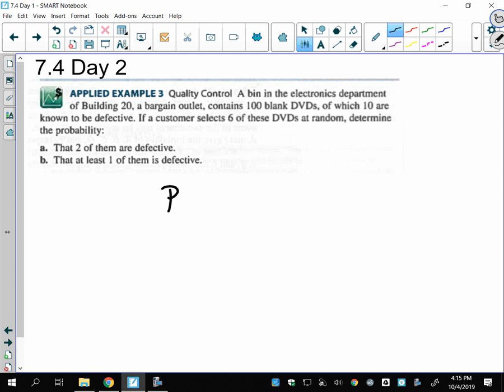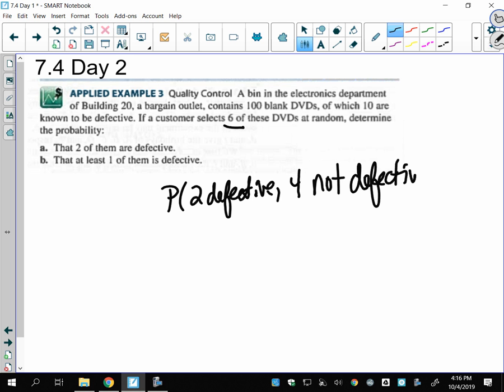So we want the probability that 2 are defective. So that means 2 defective. And then if we're doing 6, that means 4 are not defective, right? And again, because we're talking about a group of 100 DVDs, we can't just say 2 out of 100, because you could pick the first 2 that are defective or the last 2 that are defective. So this is a combination problem.